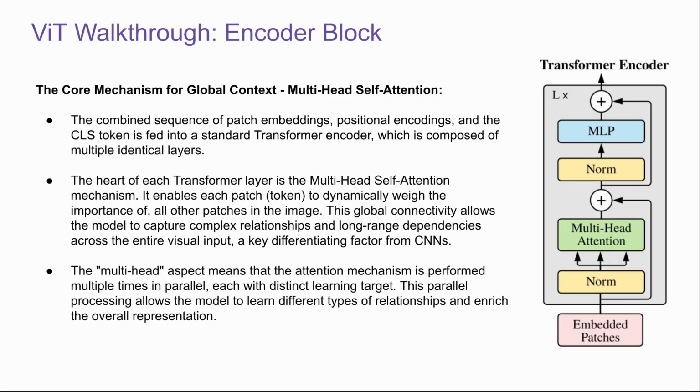The next part is the transformer encoder block. The combined sequence of patch embeddings, positional encodings, and the CLS token is then fed into a standard transformer encoder, which is composed of multiple identical layers. You can see there's L times X. The heart of each transformer layer is the multi-head self-attention mechanism. It enables each patch to dynamically weigh the importance of all other patches in the image. This global connectivity allows the model to capture complex relationships and long-range dependencies across the entire visual input. This is the key difference between ViT and CNNs. The multi-head aspect here means that the attention mechanism is performed multiple times in parallel, each with distinct learning targets. This parallel processing allows the model to learn different types of relationships and enrich the overall representation.